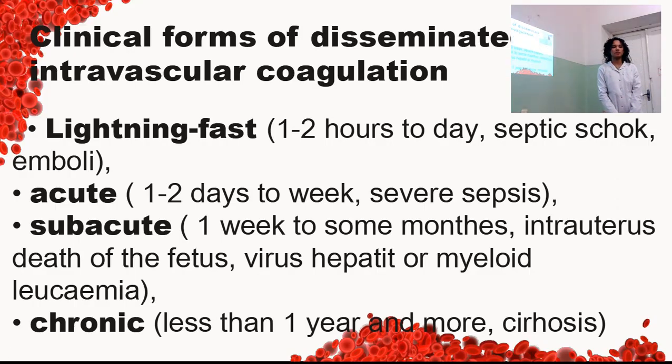Then the clinical forms of disseminated intravascular coagulation. There's fulminant, which is 1 to 2 hours to a day: septic shock, emboli. Then there's acute, 1 to 2 days to 7 to 12 weeks: severe sepsis. There's subacute, 1 week to some months: intrauterine death of the fetus, viral hepatitis, or myeloid leukemia. Then there's chronic, which is a year and more.